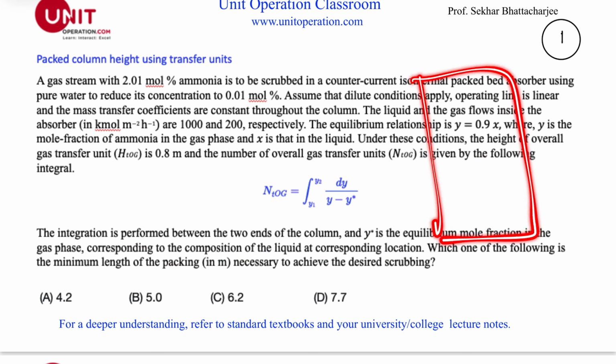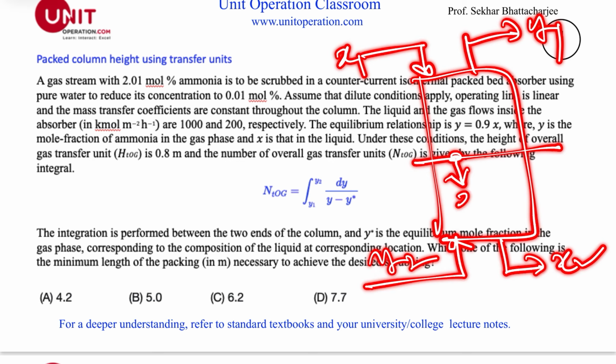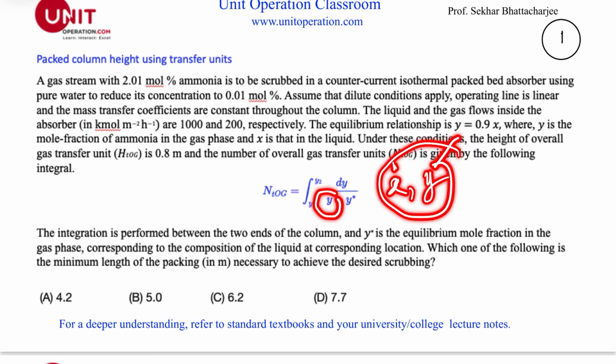So if this is, let's say, y2, and this is x2, and this is x1, and this is y1, then at any point, if we assume the liquid water coming out has ammonia concentration x, and the gas entering is y, the equilibrium relationship is given by y star is equal to 0.9x, where x and y are the concentration of ammonia in the liquid phase and in the gas phase.